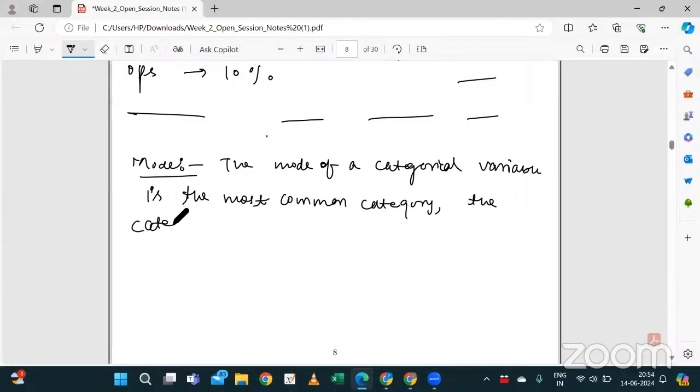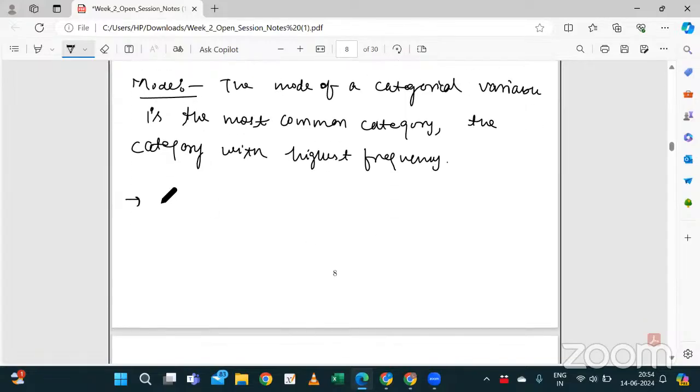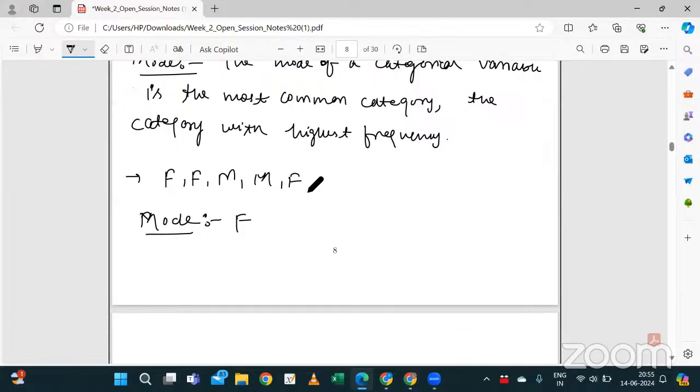What I mean by the most common category is simply the category with the highest frequency. Suppose I write a data set: female, male, male, female, female. What will be the mode of this data set? Which category occurs more frequently? Female, right?